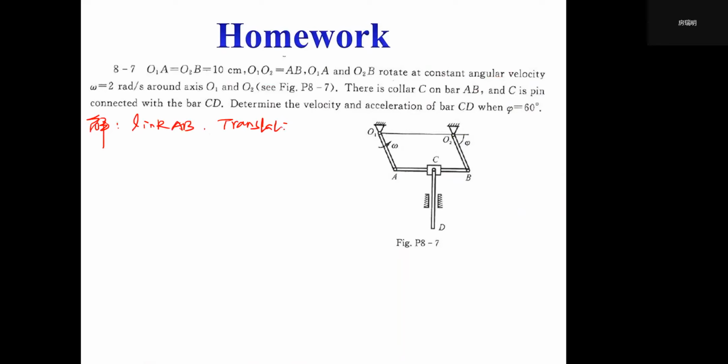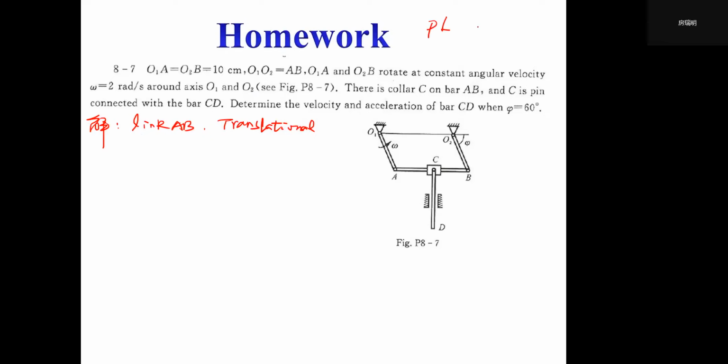Translational movement. Do you guys still remember, we have learned two simple movements of a rigid body. So link AB is actually a typical rigid body. It can be translational movement. It can be rotation around some fixed axis. It also can be a very complicated movement, that is plane motion.